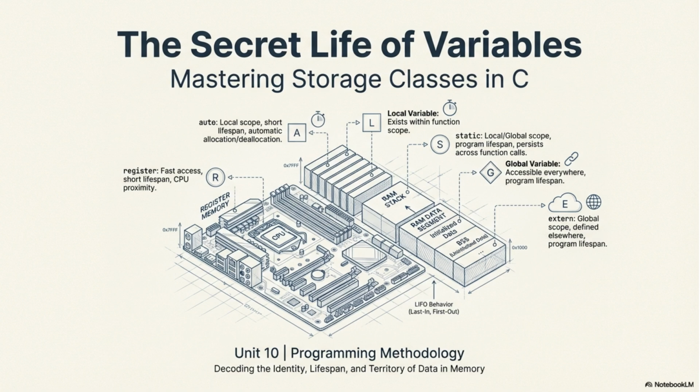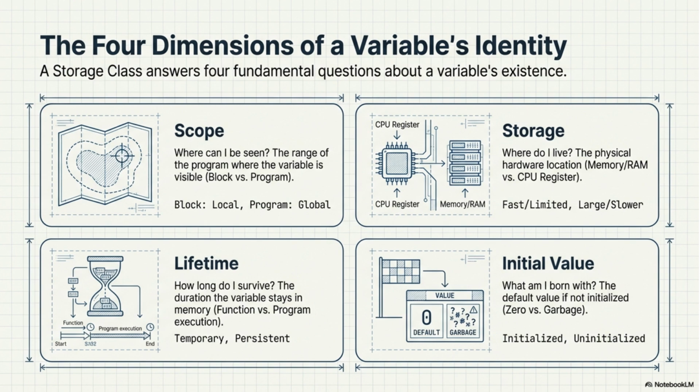Welcome to Unit 10, where we decode the identity, lifespan, and territory of data in memory. We'll be mastering storage classes in C, revealing the secret life of variables. A storage class defines 4 dimensions of a variable's identity: scope, where it is visible; storage, where it lives physically; lifetime, how long it survives; and initial value, its default state if uninitialized.